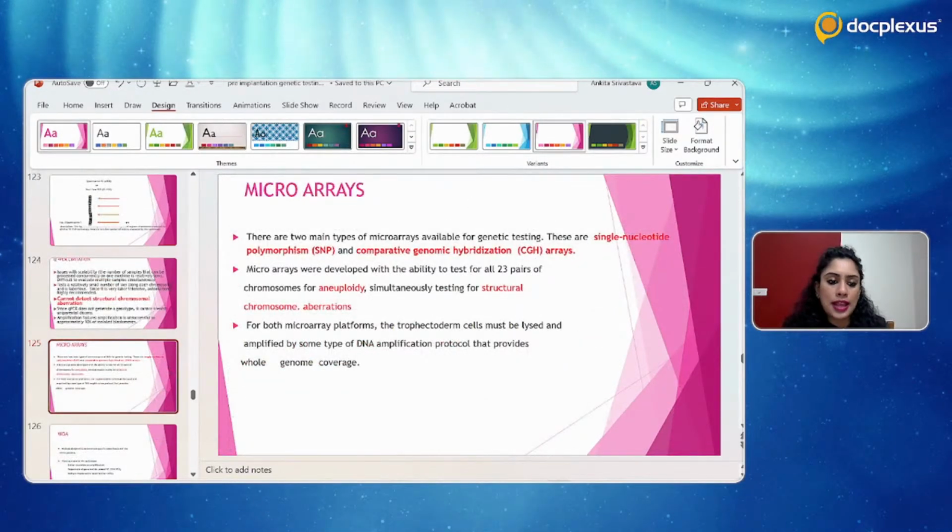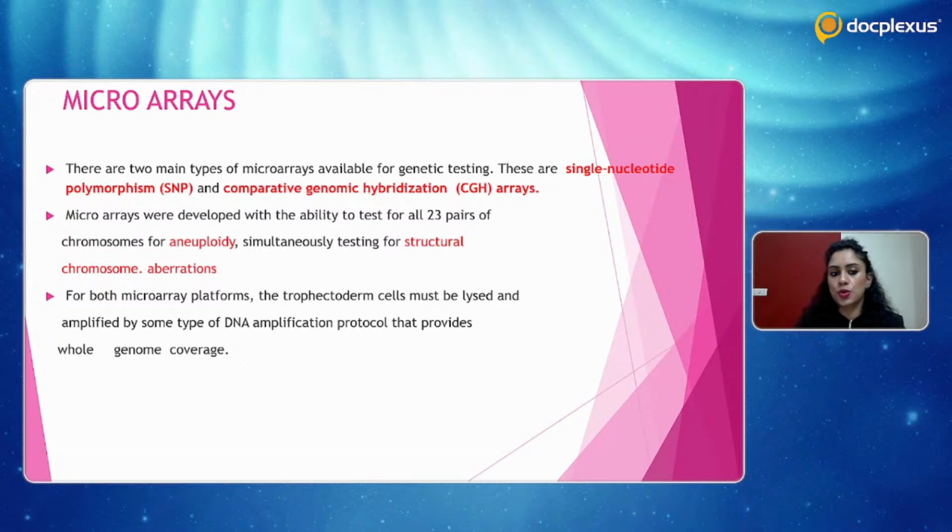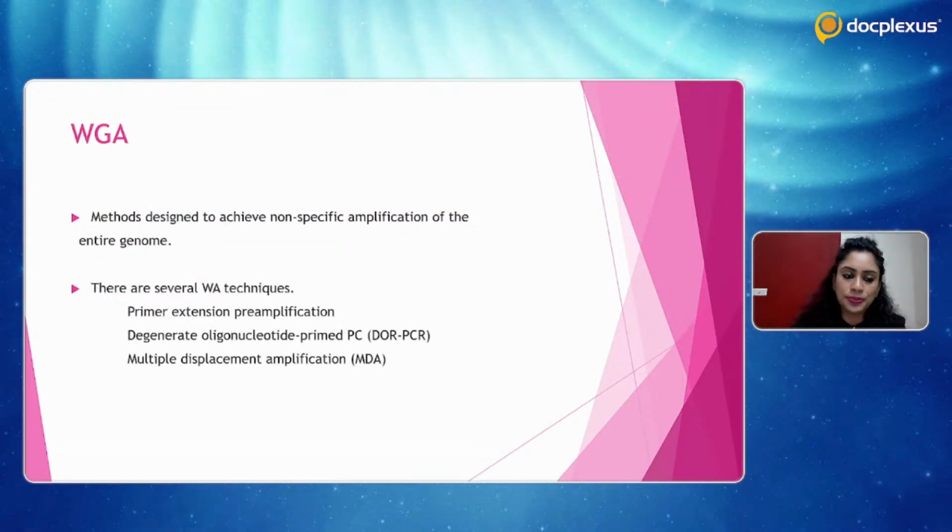So let's go on to the microarrays now. There are two main types of microarrays available for genetic testing: the single nucleotide polymorphism and comparative genomic hybridization arrays. The microarrays were developed with the ability to test for all 23 pairs of chromosomes for aneuploidy, simultaneously testing for structural chromosomal aberrations. So for both microarray platforms, the trophectoderm cells must be lysed and amplified by some type of DNA amplification protocol that provides whole genome coverage.